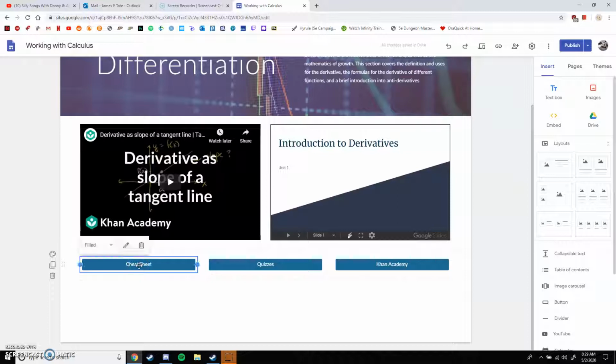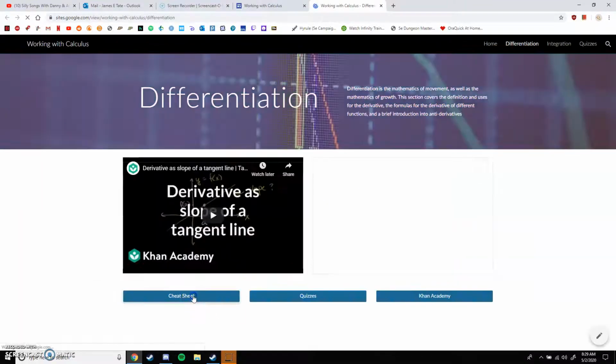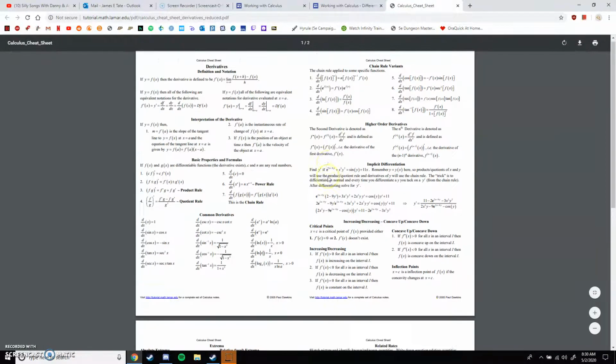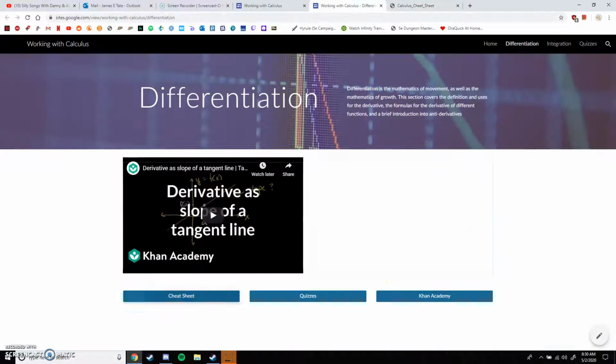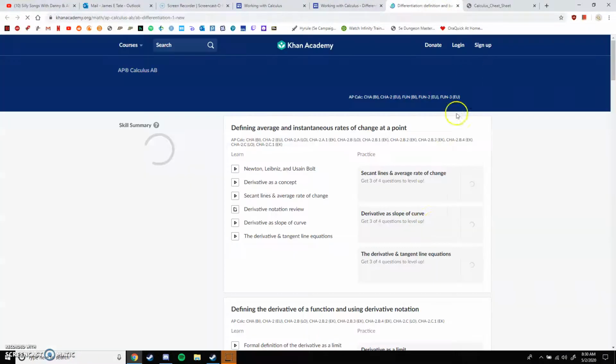These I have connected to a cheat sheet. If I go over to the published site, it would go to just a quick page that they can use throughout the semester. And then I have a reference to Khan Academy so they can learn more if they need to.